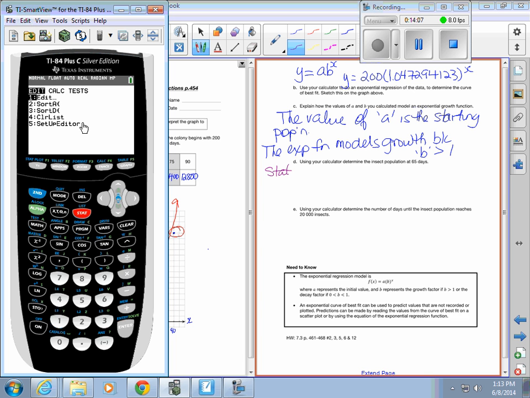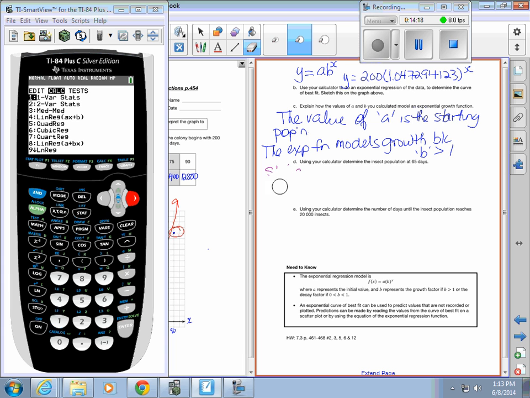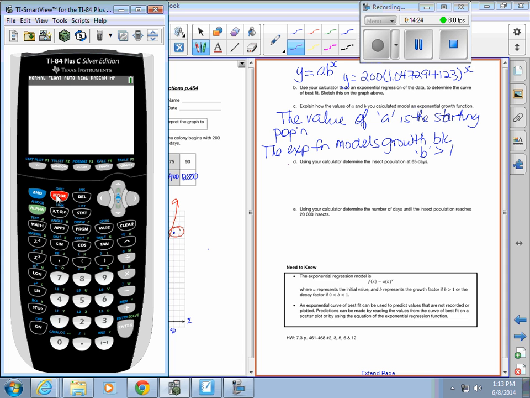So I do stat, I want to do calculate. Oh, no, I did the wrong one, sorry. Not the stat, calculate. Forget that. I just want calculate. Just calculate, so second trace.